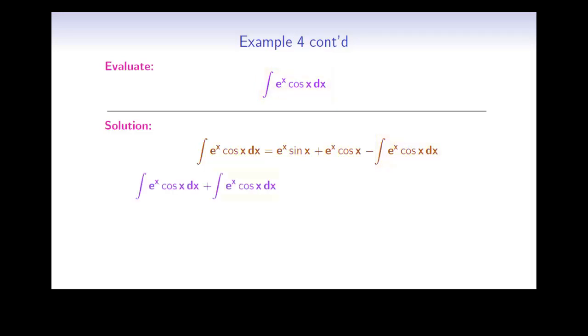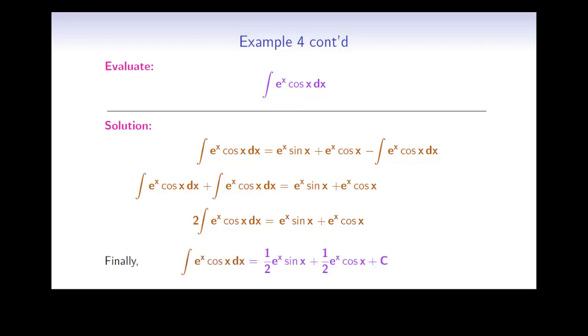This means that we can add this integral to both sides of this equation, meaning that we have 2 times the original integral equal to e to the power of x sine x plus e to the power of x cos x. So to find a final answer, all we need to do is to divide both sides by 2.